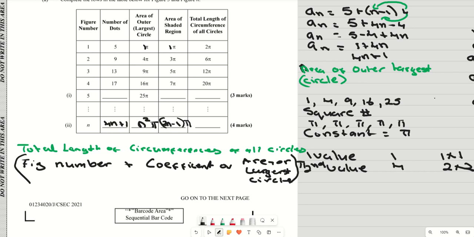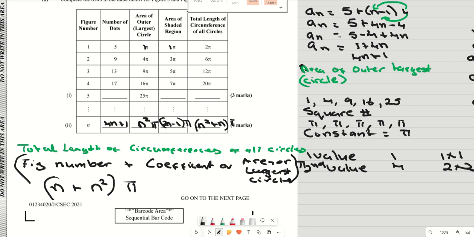So your figure number, in this case, let's look at this. Your figure number, when we're trying to find the n sequence, is n, plus what is the coefficient of your area of your larger circle? That would be n squared, all multiplied by pi. So it's n squared plus n, and then multiplied by pi, and that would be your formula for part 2.